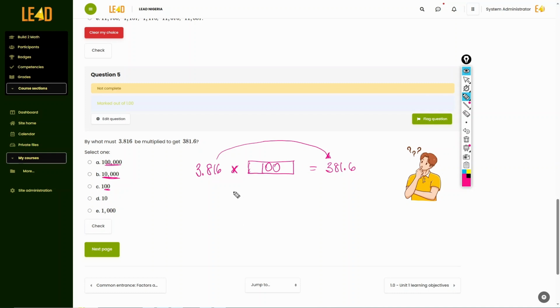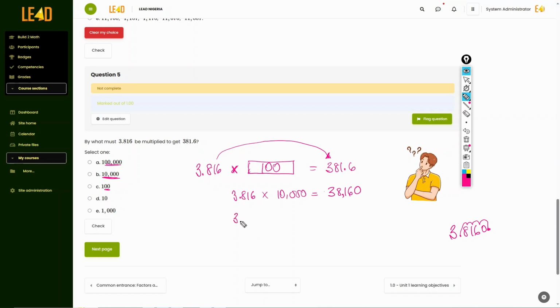But say I multiplied 3.816 by 10,000. My answer would be, I'll have to take 3.816 and then move it 4 decimal places. So I'm going to go 1, 2, 3, 4. And I put a 0 under, to complete the space. So my answer will be 38160.